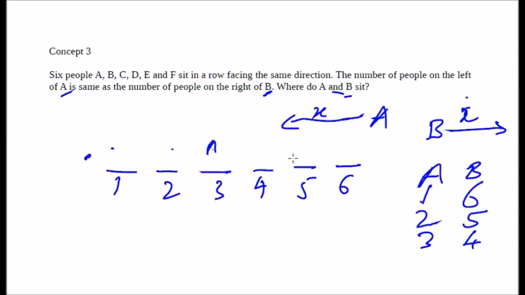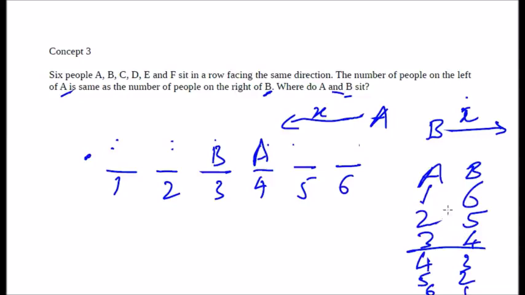Now most people stop here, but it is equally possible that A sits in 4 and B sits in 3, because when A sits in 4, there are 3 people on left of A, and when B sits in 3, there are 3 people to the right of him or her. Okay, so don't stop here, you need to continue with the other scenarios also. This is 5, 2 and 6, 1.